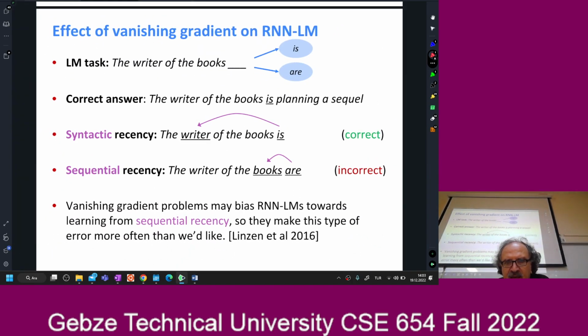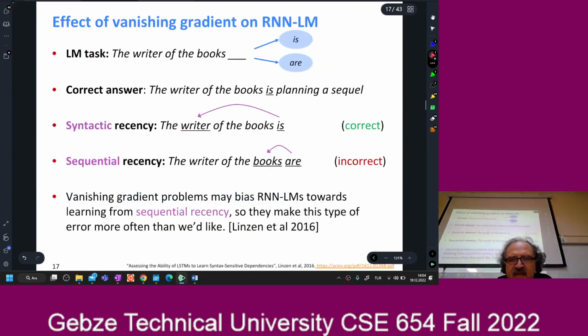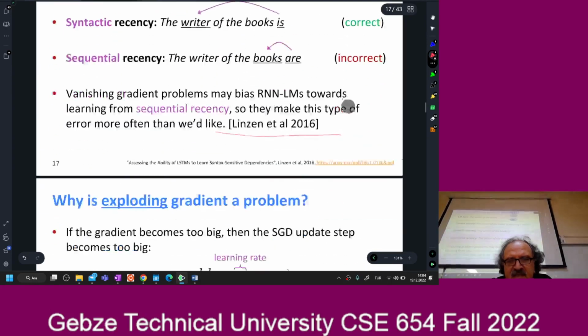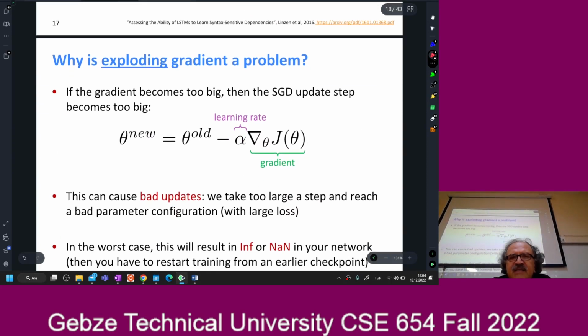Okay, and so this is the recency problem. If you train your system like that, the nearby words are going to affect your final results more. The writer of the books, okay, when you say books, usually if you are training an RNN, the tendency is you say are, the writer of the books are, but in fact the correct thing is is, because writer is. Okay, so we know these kind of problems. People noticed it, 2016.